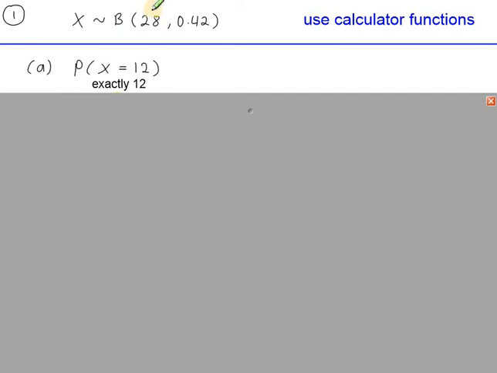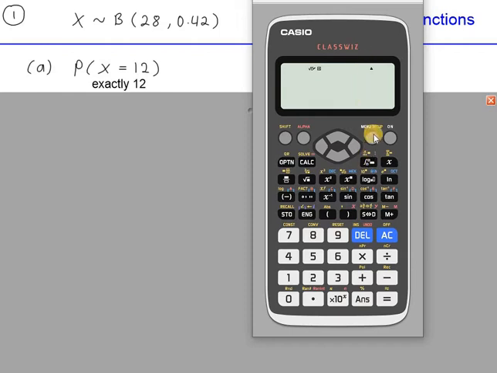Example 1, we have 28 trials. The probability of success in one of those trials is 0.42. We want the probability of exactly 12 successes. So on the calculator we want the binomial probability distribution function. So option 7 for statistical distributions.